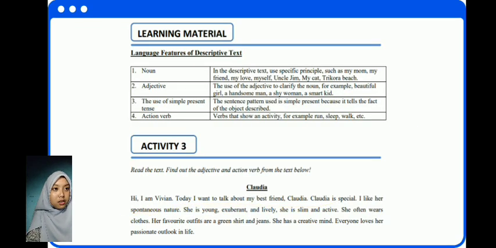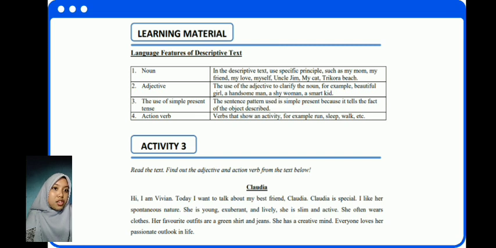Okay, next the learning material: language features of descriptive text. This will also be explained by the teacher, or the students maybe can read a lot of it. And if there are any questions from the students, the teacher can answer them. Okay, the first is nouns.